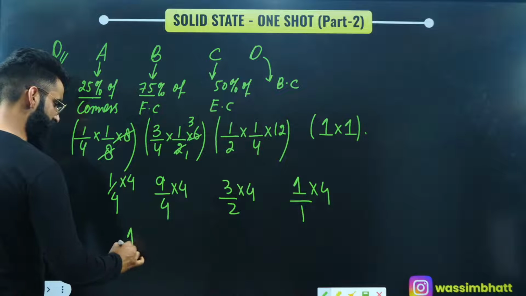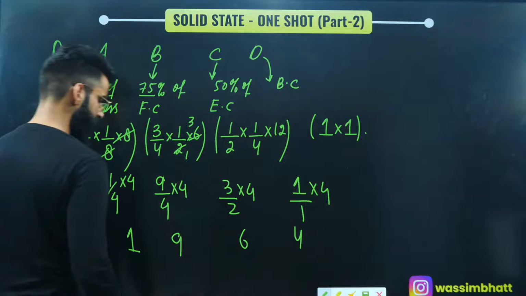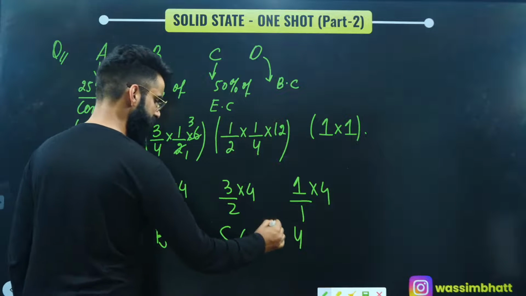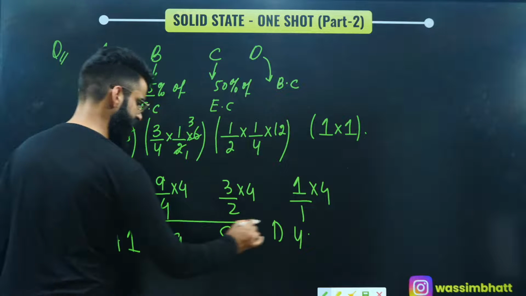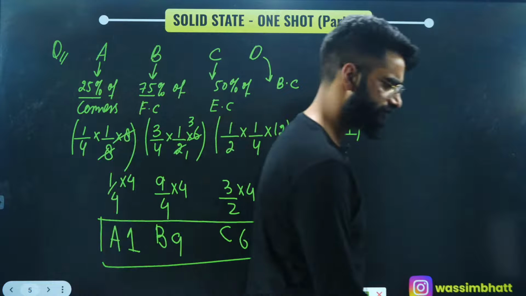So this will come out to be 1. This will come out to be 9. This will come out to be 6. This will come out to be 4. So what is going to be the formula of the compound? A1, B9, C6, D4. So this is basically the formula of the compound which I was supposed to calculate. I'm sure it's clear to everyone, right? Simple.